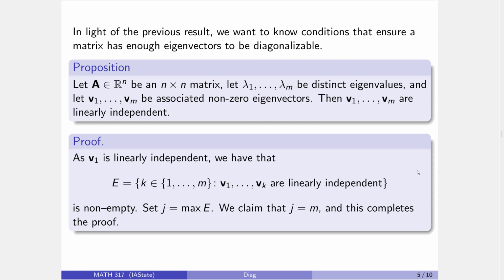Alright, so since v1 is a non-zero vector, we know it's automatically linearly independent. So if you look at the set of integers from 1 to m, so that the vectors v1 to vk are linearly independent, this is a non-empty set of positive integers. And note, it's automatically bounded above. So if I have a non-empty collection of a finite amount of integers, there's a biggest one somewhere in there. That fact you can demonstrate is equivalent to induction.